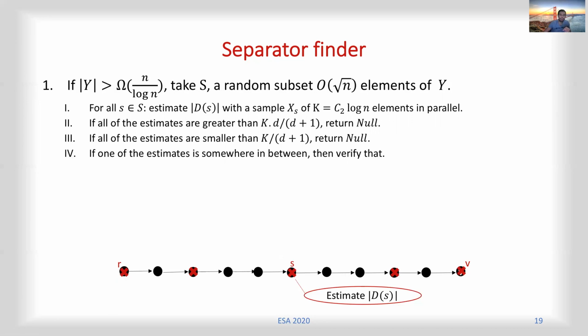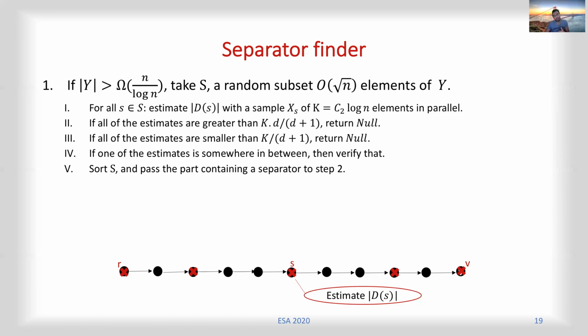And if one of the estimates is somewhere between k over d plus 1 and kd over d plus 1, we just verify that by finding the exact number of descendants. And if it is an even edge separator, we just return it. If not, we go to the next step, where we sort the sample in parallel in O of 1 rounds and at most O of n queries.